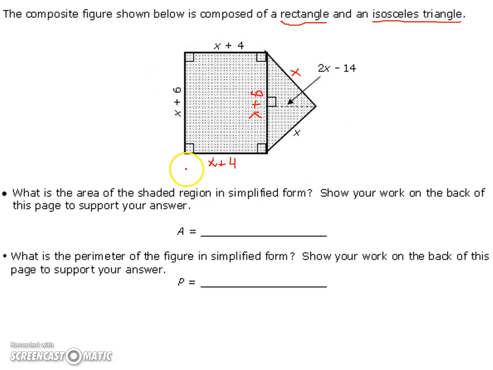Now let's see what we need to do with it. So this first part says, what is the area of the shaded region in simplified form? Okay, we're actually going to show our work here on the screen. So again, we know that for a rectangle, area is equal to length times width. So for my rectangle, my length and width are x plus 4 and x plus 6. It really doesn't matter which one you let be your L and which one you let be your W, because since we're multiplying, it doesn't change the outcome. So we get x plus 4 times x plus 6.